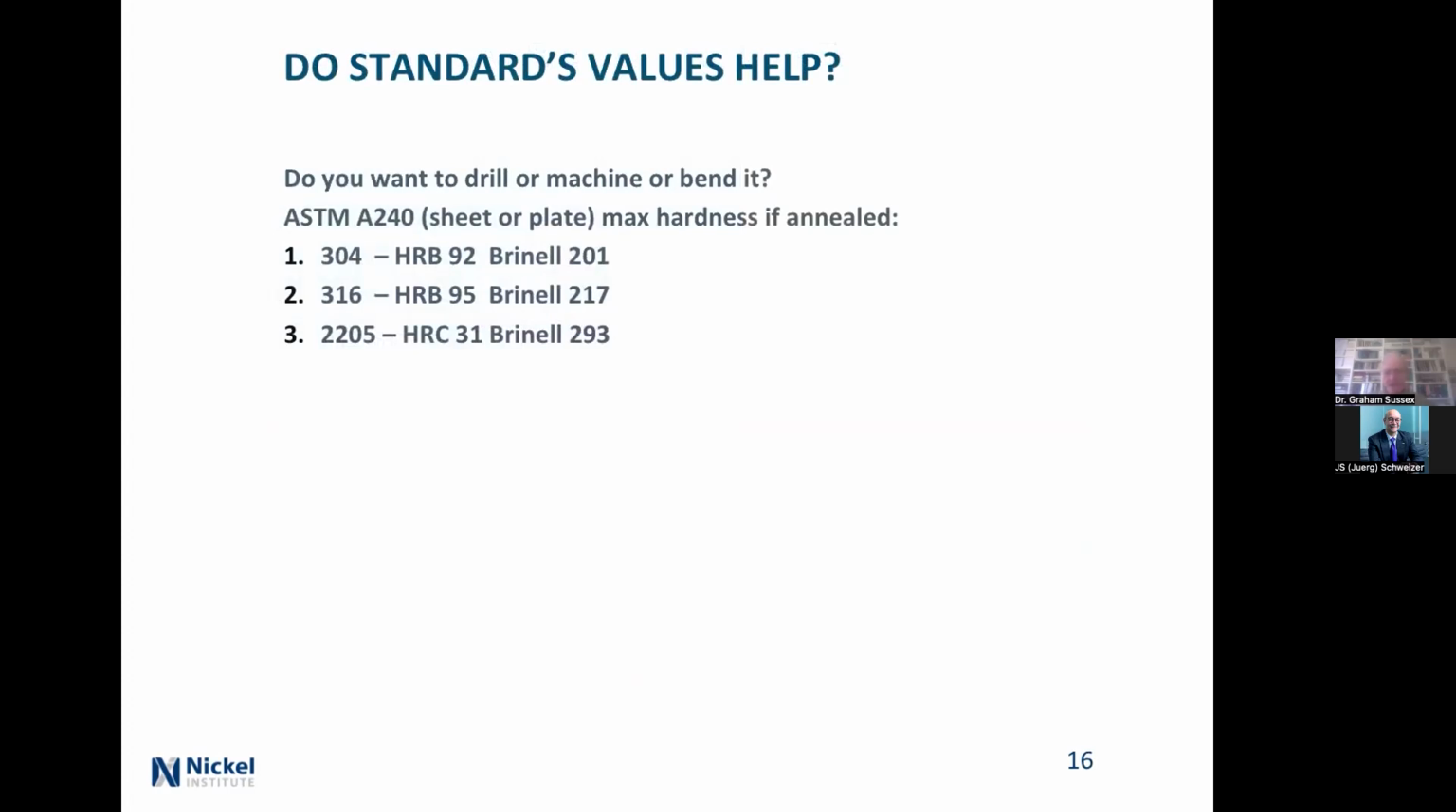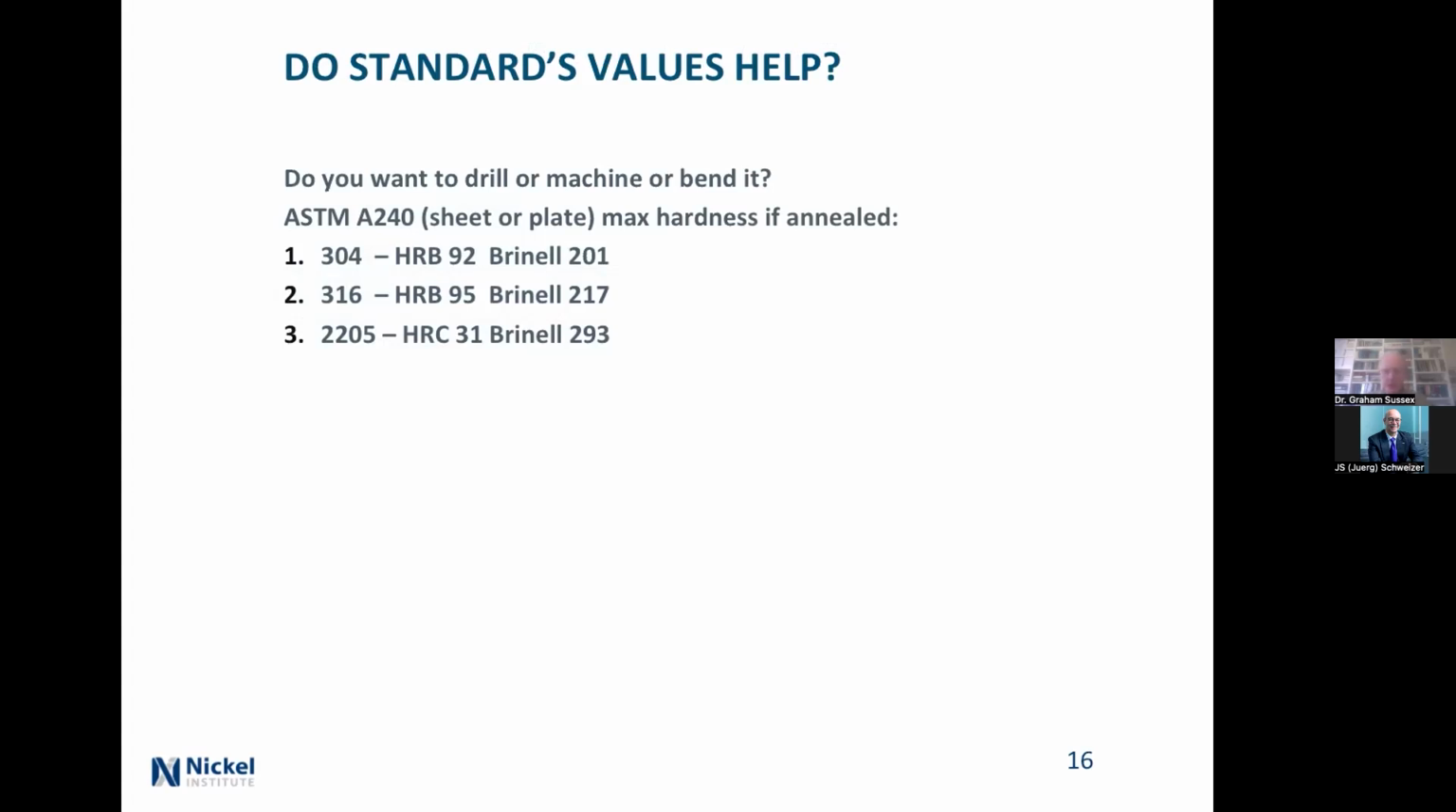Standards are always going to help, aren't they? Well, not always. If you've got something that you want to drill or machine or bend, then you think, okay, it's been annealed, so therefore the hardness will be a particular number. It can't be more than that. And this is the numbers for 304, 316 and 2205. And we're looking at Rockwells and we're looking at Brinells.